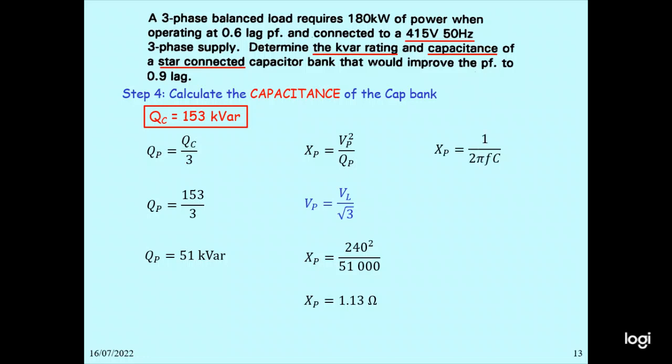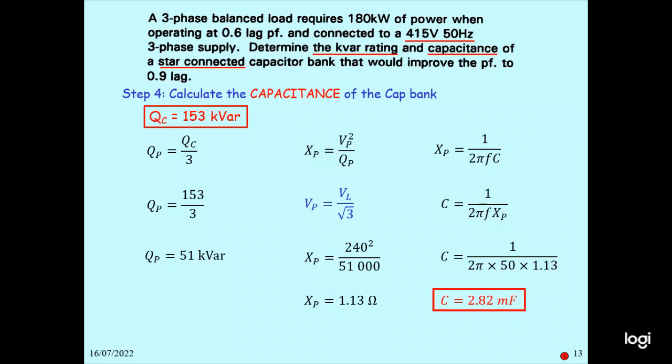XB equals 1 divided by 2πfC. You substitute: C equals 1 divided by 2πfXB. So 1 divided by 2π times 50 times 1 by 130, and you get 82 millifarads. So this is the way we calculate it.